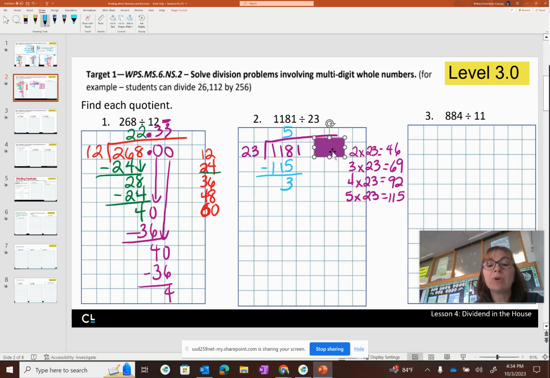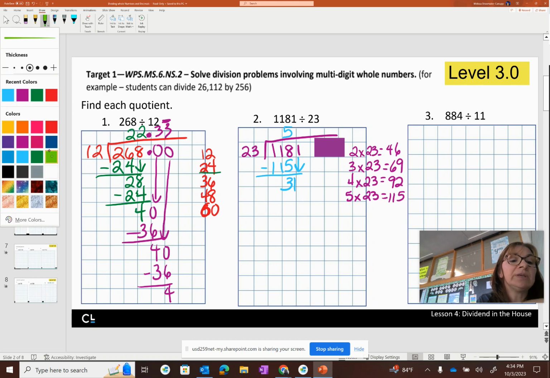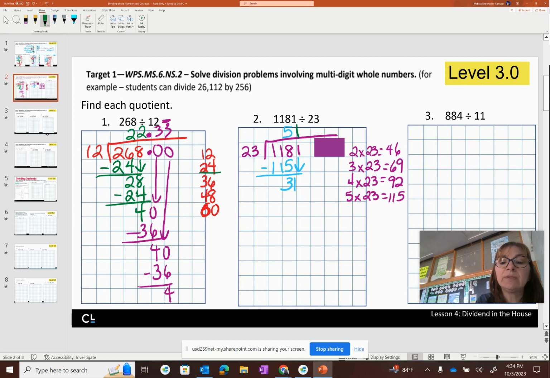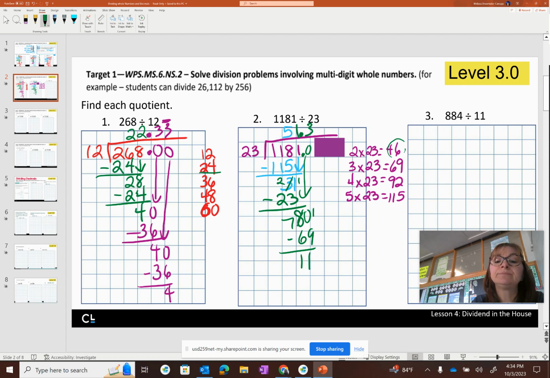And let's see, the only number I have left is 1. I'm going to bring that down. I can already see that I'll only get 1 in there because 2 of them was 46, and that's too much. Don't forget to borrow. Okay, so I could have a remainder of 8. I can go ahead and add that decimal point and a trailing 0, move the decimal to the answer, bring it down, getting close to 80. Looks like 3 is going to be the 69.